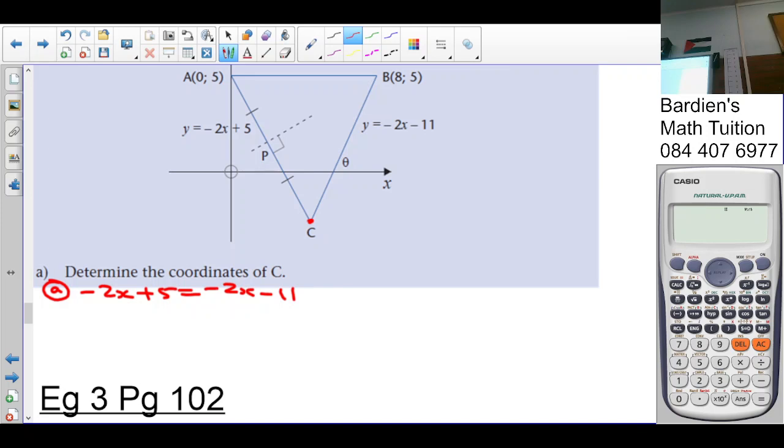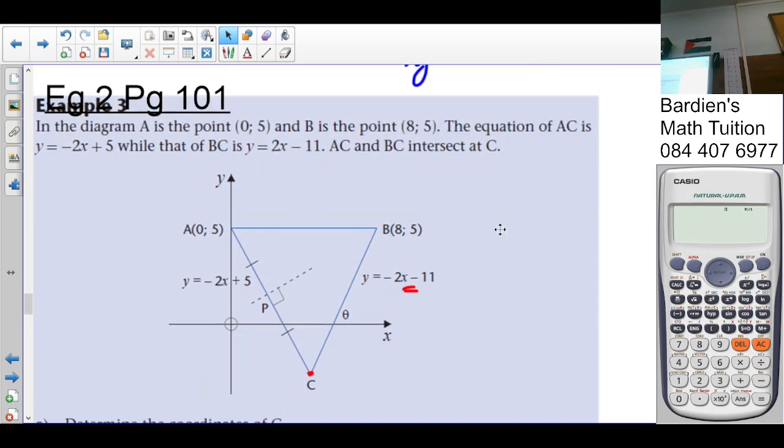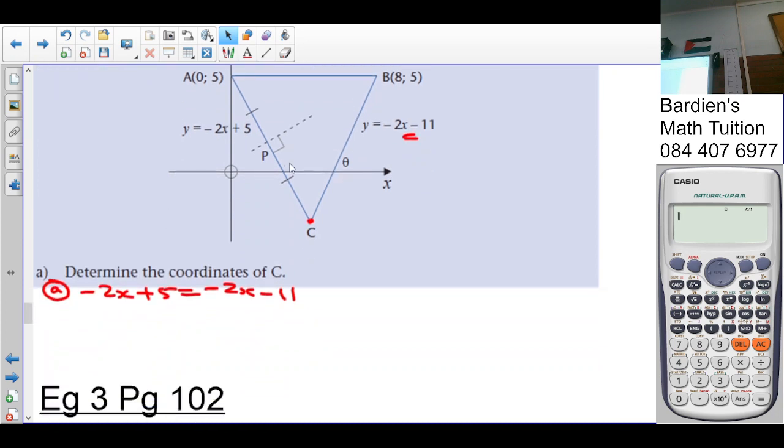Problem, I think this equation is wrong there. Otherwise your x's will cancel out here. Can you see that thing is wrong? This is supposed to have been positive 2. Okay.